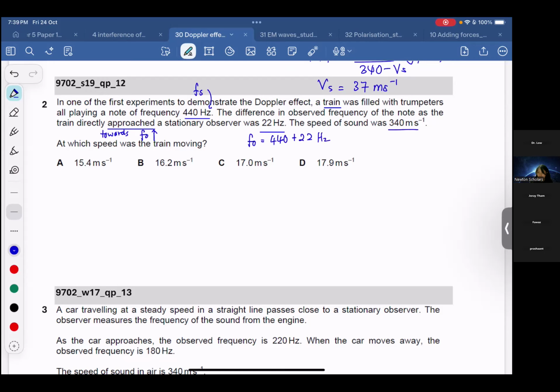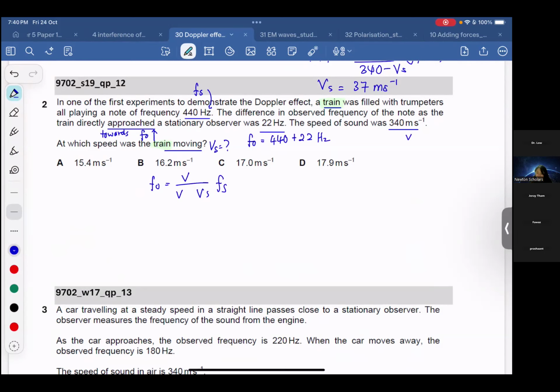The speed of sound is your V. At what speed was the train moving? Again, the train is your source. So what is the question asking? What is the speed of the train, Vs? The formula that we apply is fO equals V over V, Vs, then fs. So ask yourself, should you use minus or plus? Add or minus?